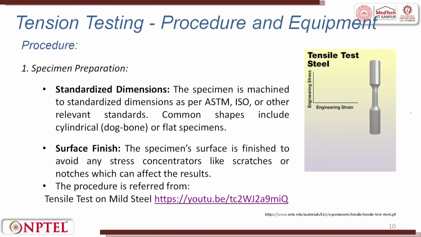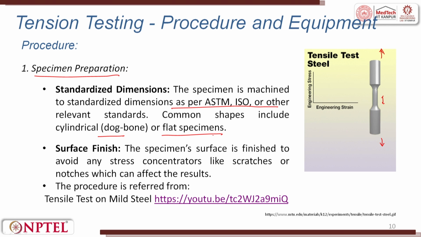Next comes the procedure. First and foremost, the first step here is preparation of the specimen. So this is a typical specimen. The specimen is elongated here. The forces are in both the directions here, and it is getting elongated. Standardized dimensions: the specimen is machined to standardized dimensions as per ASTM, ISO or other relevant standards. Common shapes include a cylindrical, dog bone or flat specimens. This is a dog bone specimen that you can see in the figure. It is a round specimen.